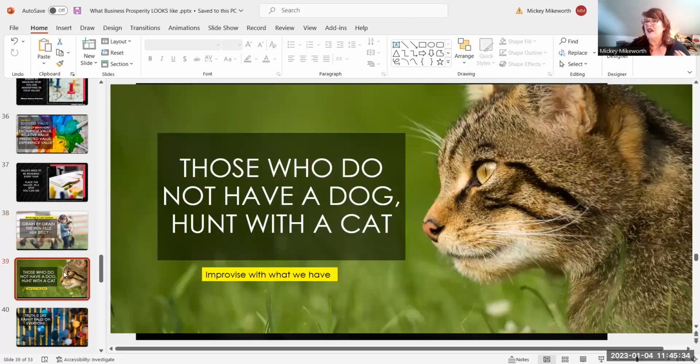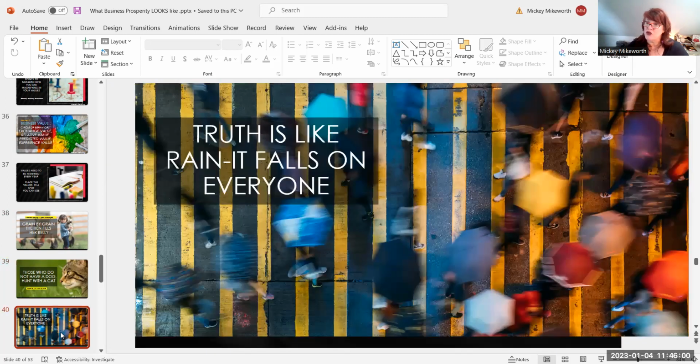And that is how we take it. How do you do this important work? This is another one that we have: those who do not have a dog hunt with a cat. What does that mean? That means that we improvise with what we have. We look at what we have, and we improvise with that. And that is just the magic of go forward with what you have. If you don't have a perfect scenario, go forward with what you have.